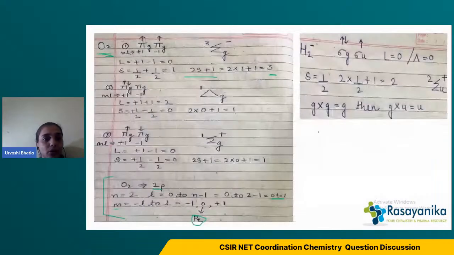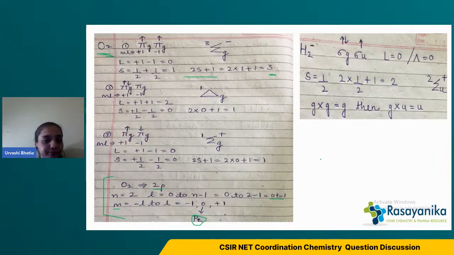Okay. So now you have got this one. And the third one, the last one, how will you fill? One will be up spin, the other will be down spin. So Ml plus 1 minus 1, L will be plus 1 minus 1 equal to 0. S will be plus half for this one, minus half for this one, 0. 2S plus 1 will be 1. L is 0, so you get the sigma term. 1 is the spin multiplicity, g is again g into g, you get g. Plus, how do you get plus? Because 2S plus 1 is 1. That is why you got plus.